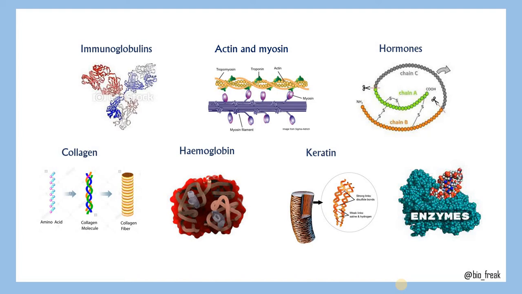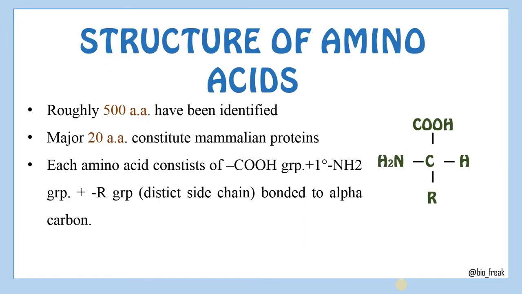In fact, collagen is the most abundant extracellular matrix protein in mammals. So you can see how widely proteins are distributed in our body, and life is just impossible without proteins. The monomer amino acid will form the polymer of protein, and hence it becomes very important to talk about this building block, amino acid. Roughly 500 amino acids have been identified, but out of them, in this tutorial video, we will be talking about the major 20 amino acids that constitute mammalian proteins.